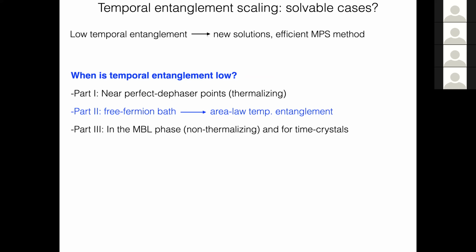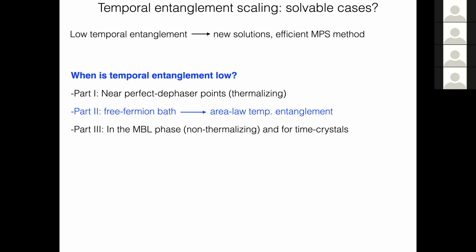So therefore, in this approach, the key question is, when is temporal entanglement low? I gave you the first example, which is near the perfect dephasor point. There we can show that it must remain low for at least a long time. And more generally, you expect intuitively that in a system that is quickly thermalizing, the influence matrix would have quickly decaying correlations and likely low entanglement.